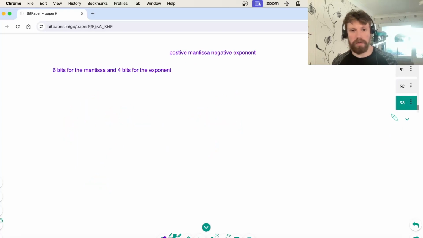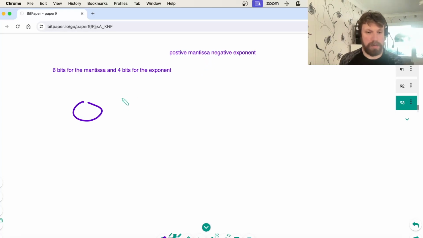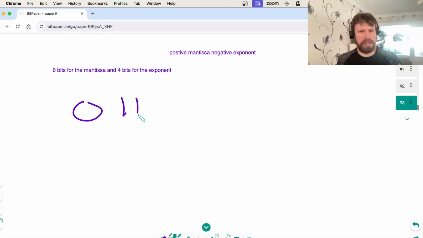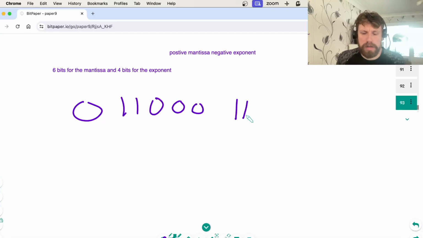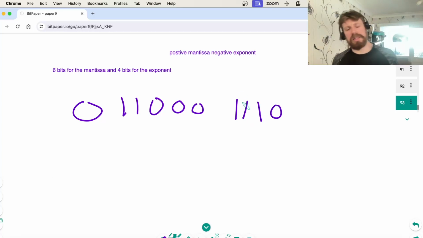The next one is a positive mantissa, negative exponent. Again, I'm just going to pick a random number. So 0, 1, 1, 1, and 1, 1, 0, 0. I don't want to give this one too much of a crazy number, because we'd get a really, really small number, but I'll show you in a second. On this one, we're going to have a 1 at the front. This is telling us that it's a negative exponent because there's a 1 at the front.